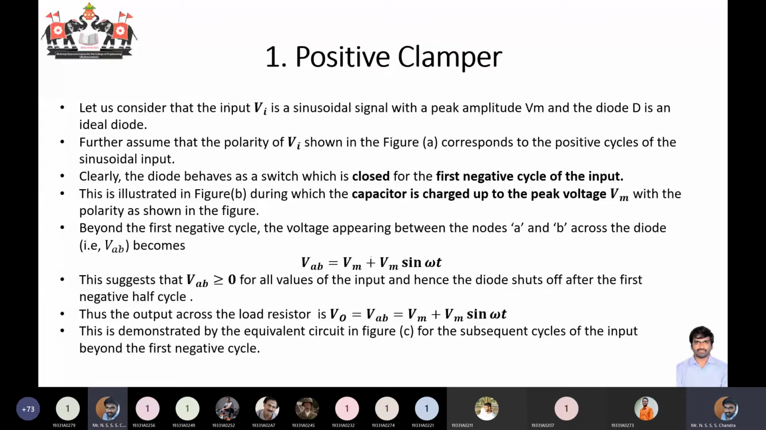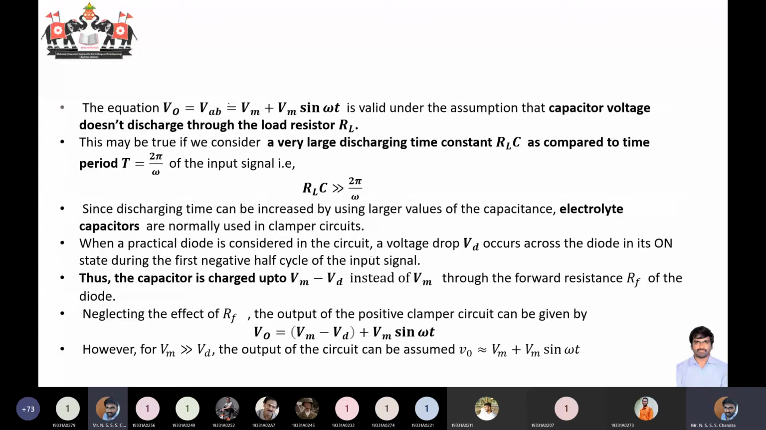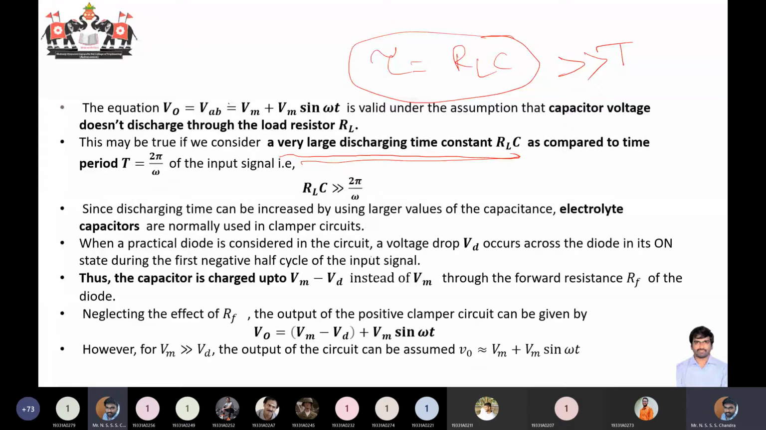The discharge time constant tau is equal to RL into C. This must be a very large value compared to your time period. What's the time period of your supply? What's the time period? 2 pi by omega.